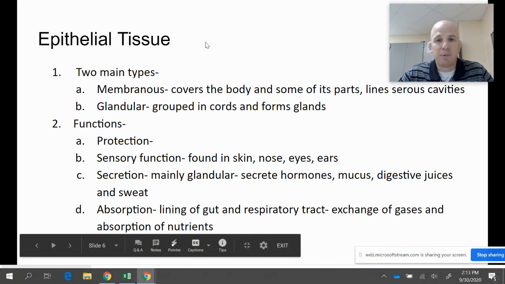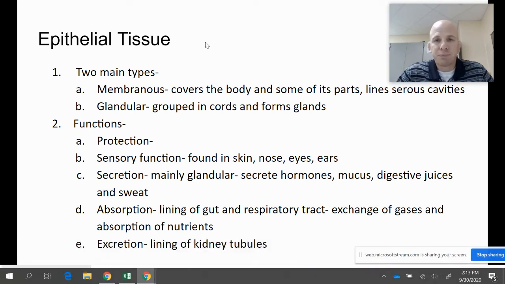Excretion. Getting rid of wastes is a very big part of epithelial tissue, and we'll see that with our urinary tract. And another really big one that's not on there is these things actually help us play a really important role in homeostasis, help us to maintain a constant or consistent internal body condition.